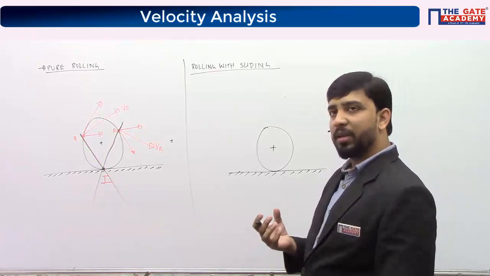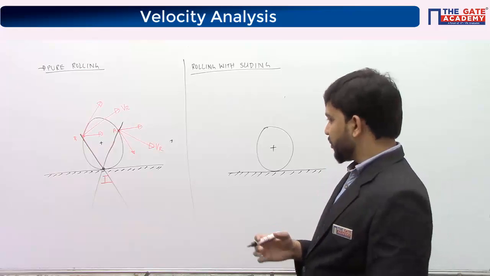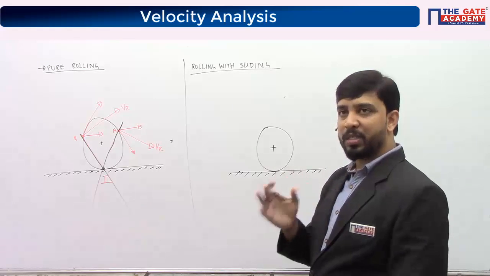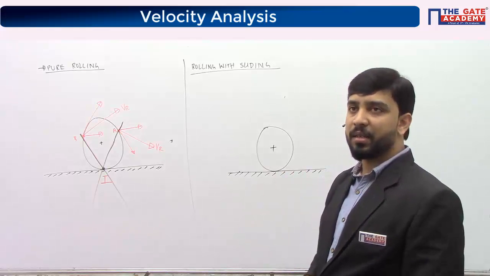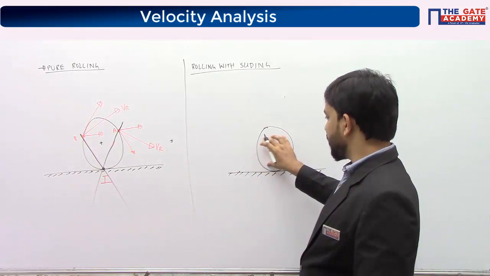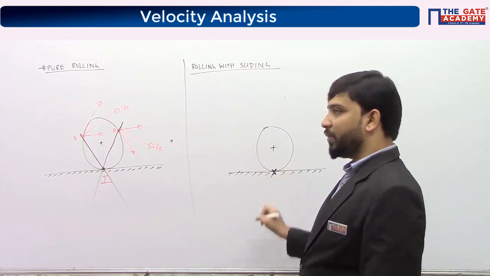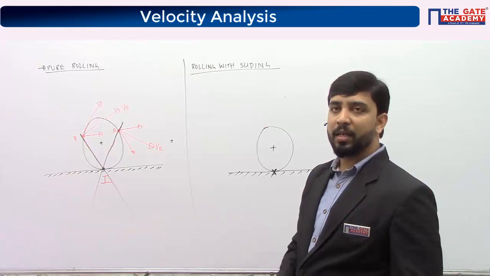So we cannot exactly locate the instantaneous center here. In this kind of indefinite motion, we cannot exactly locate the instantaneous center, but we can specify the region where the instantaneous center may lie. Now see here, if the disk is undergoing pure rolling motion, the I center will lie at the point of contact.